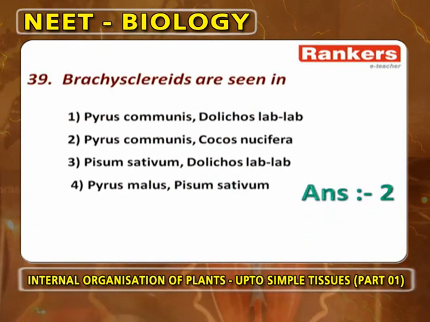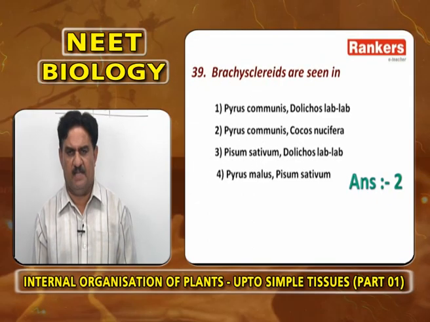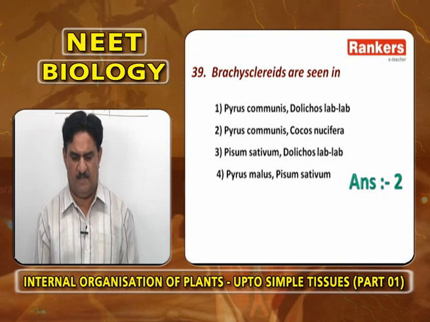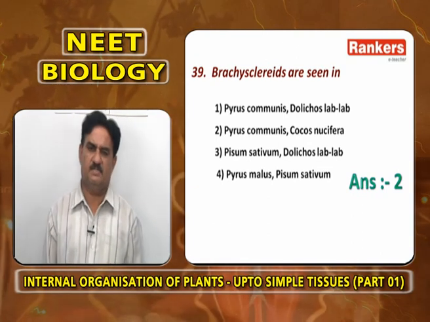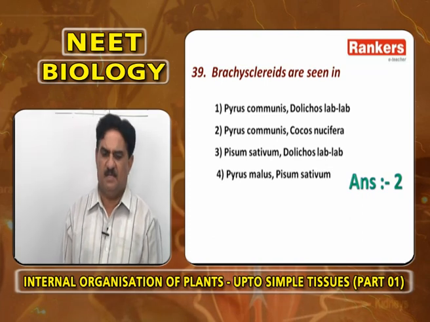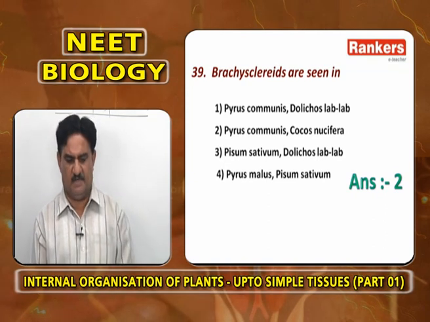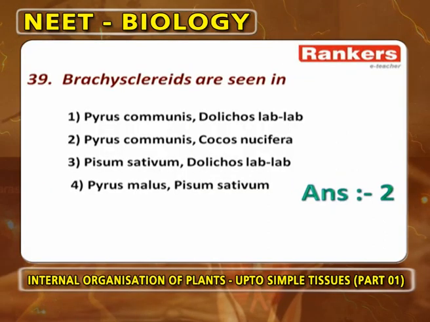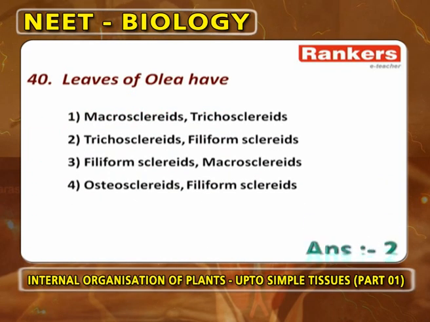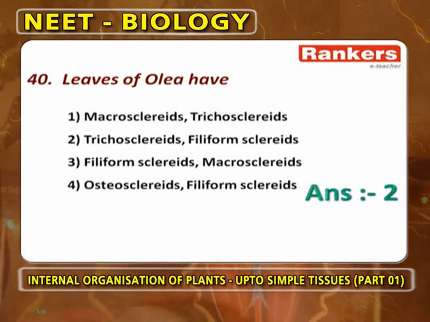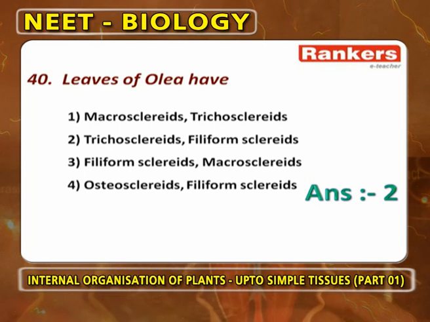Brachysclereids are seen in which? Brachysclereids are circular sclerenchyma cells which resemble parenchyma structurally. By their presence they give maximum toughness to the plant part. Examples are Pyrus communis and Cocos nucifera. In the fruit pulp of Pyrus communis and the endocarp of Cocos nucifera you will definitely find brachysclereids. Leaves of Olea have trichosclereids and filiform sclereids.